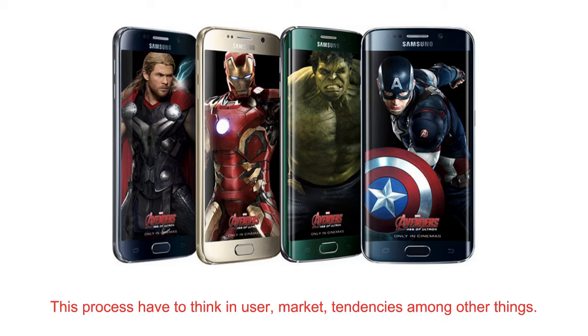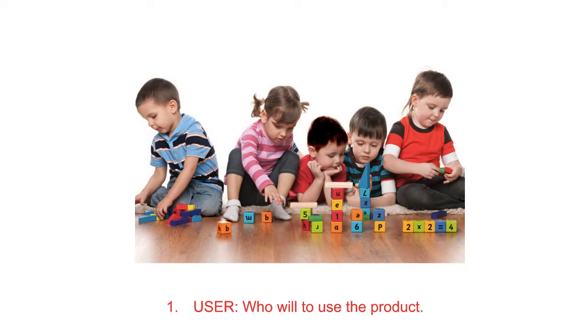This process has three important aspects to analyze before beginning. The first is the user. Design does not happen spontaneously. It happens when you analyze who will use the product. Is it a kid, or an old man, or, I don't know, a specific group? It's important to know who will use the product and who will interact with it.